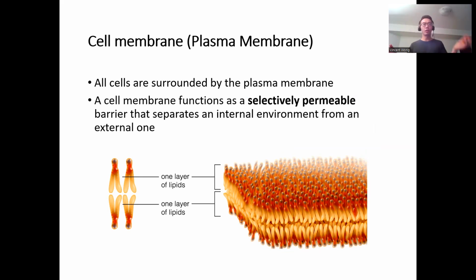Regardless if you're a prokaryote or eukaryotic cell, there is going to be a cell membrane, one of the common features of all cells. You already know the plasma membrane is made up of phospholipids. It has a hydrophilic head and hydrophobic tail, so you actually have two layers of these phospholipids.